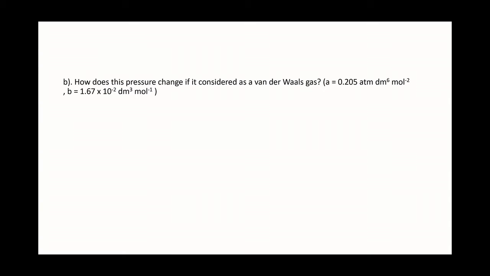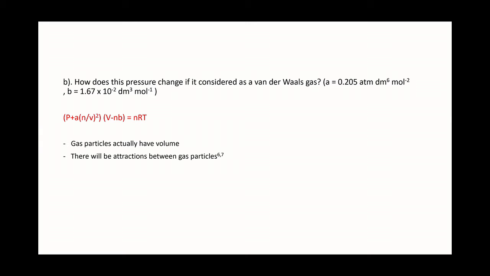Continuing, we are now asked to calculate the pressure given the gas behaves as a van der Waals gas. So this is the van der Waals equation for a gas. But when we take this equation, we now have to take into account a couple of important factors. One of which is that the gas particles will now actually have some form of volume, and the other is that the gas particles will interact with one another.